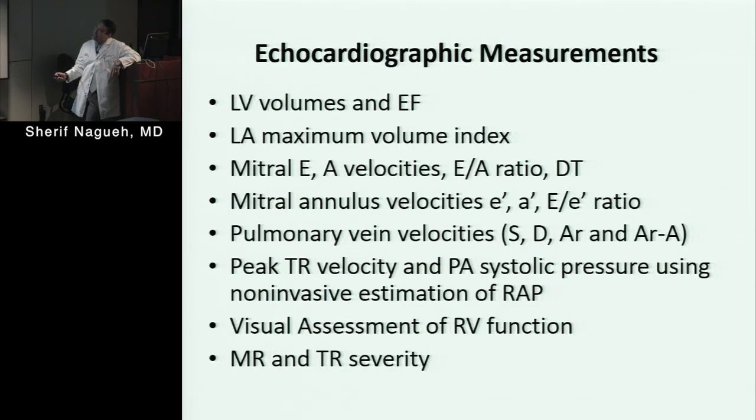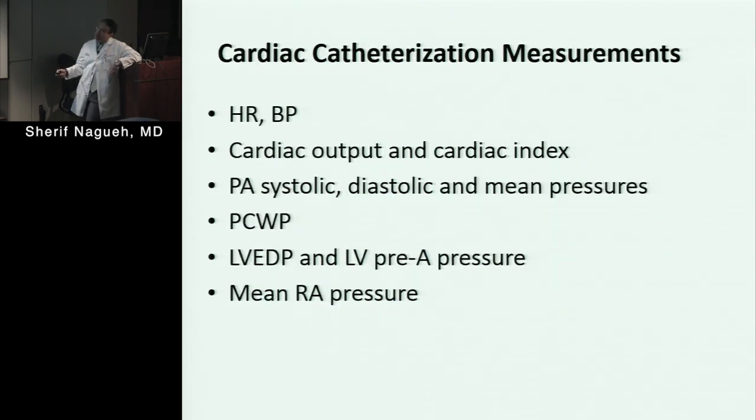And we looked at several standard measurements: LV volumes, ejection fraction, LA maximum volume index, mitral velocities, annulus velocities, pulmonary veins, peak TR velocity, and PA systolic pressure using the non-invasive estimation of RAP. We looked at visual assessment of RV function, MR, and tricuspid regurgitation severity. And of course, we noted the rhythm and clinical factors, for example, the presence of diabetes, hypertension, medications, and so on. Measurements obtained at cath are pretty standard.